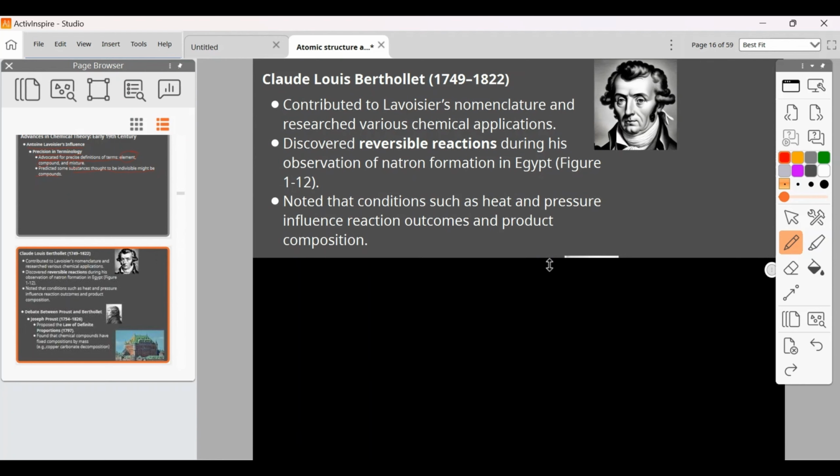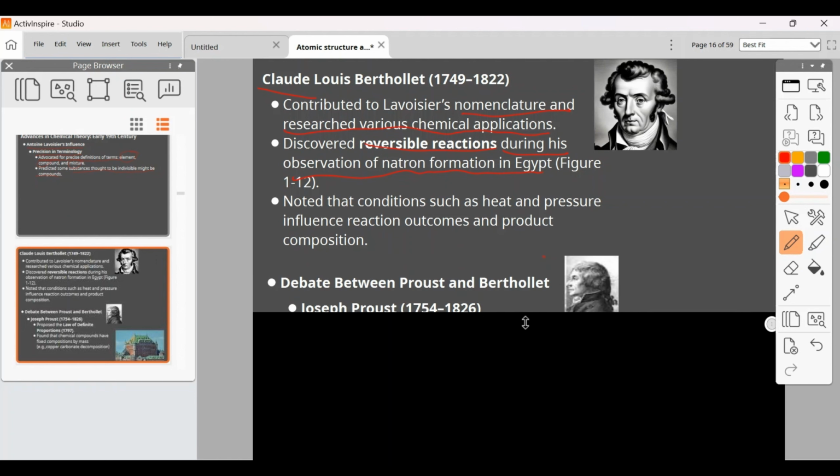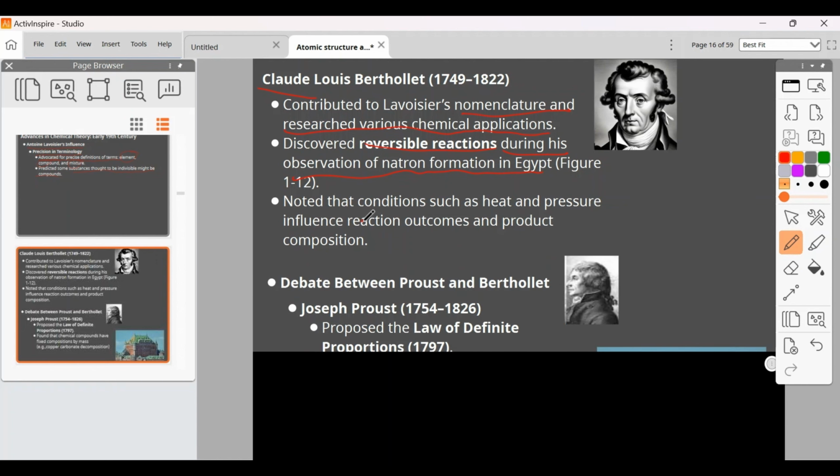Claude Louis Berthollet contributed to Lavoisier's nomenclature and researched various chemical applications. He discovered reversible reactions, and during his observation of natron formation in Egypt, he noted that conditions such as heat and pressure influence the reaction outcomes and product composition.